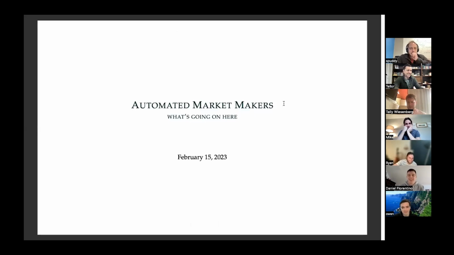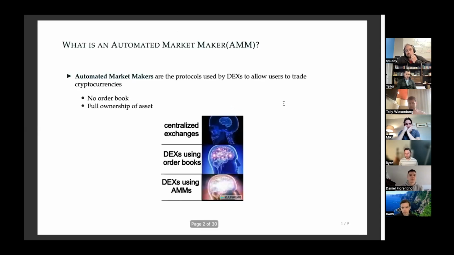All right, so today we're talking about automated market makers, and more specifically, constant product market makers, which is what Uniswap is. Automated market makers allow people to trade through smart contracts that are connected to liquidity pools.